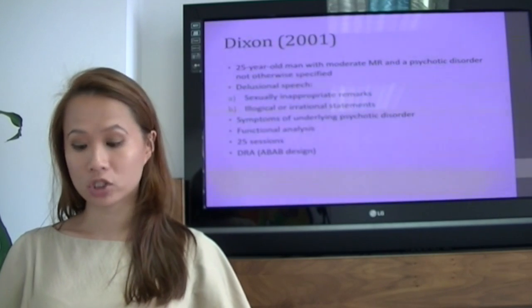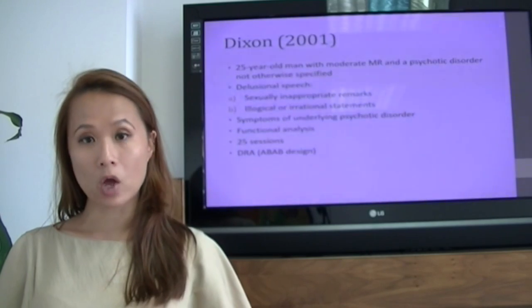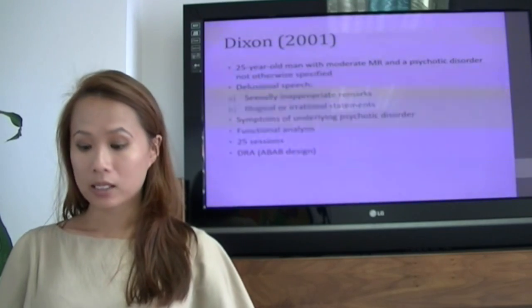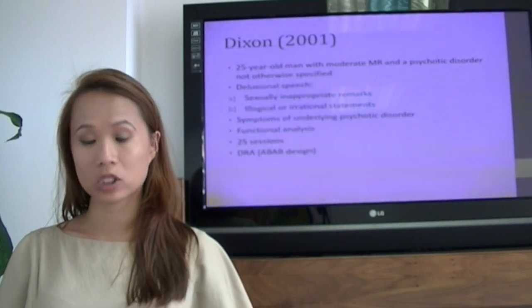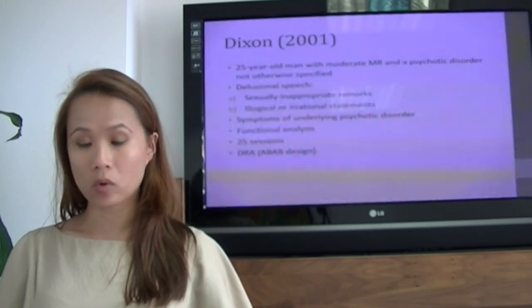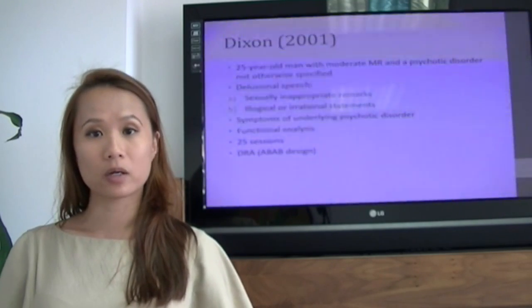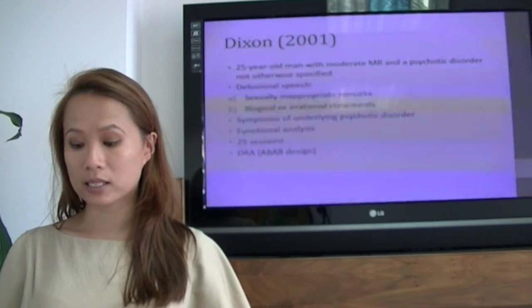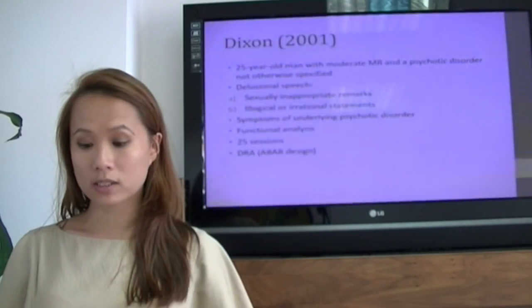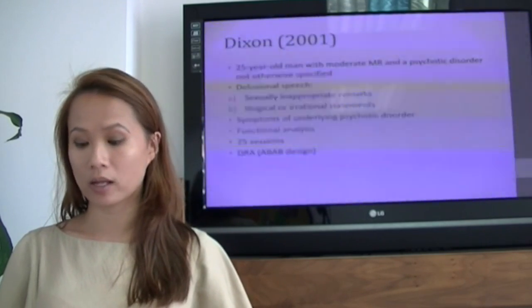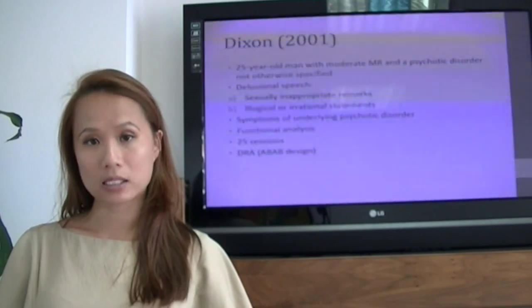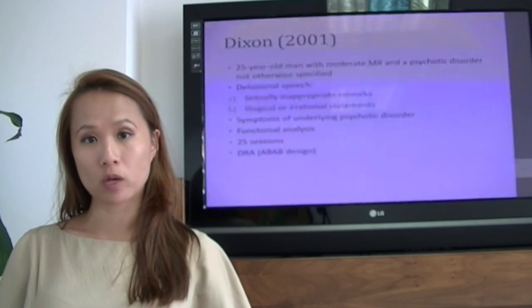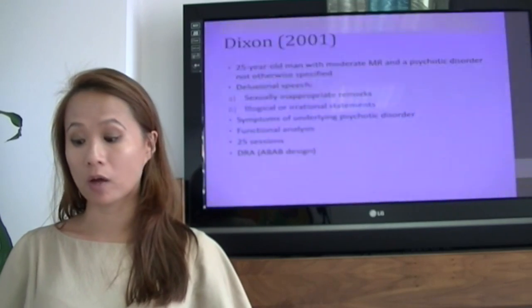The last study I would like to share with you was about a 25-year-old man with moderate MR and psychiatric disorder not otherwise specified. His delusional speech was defined as sexually inappropriate remarks and illogical or irrational statements such as "there is a purple mouse in my hat." His delusional speech was considered a symptom of the underlying psychiatric disorder. Functional analysis was conducted, and there were 25 sessions in total, and DRA was used to decrease this delusional speech.